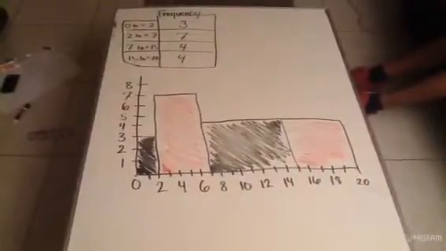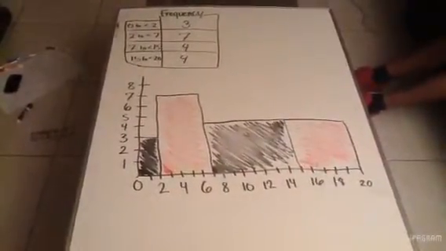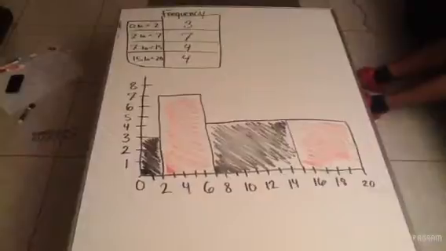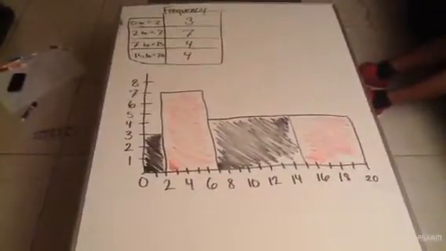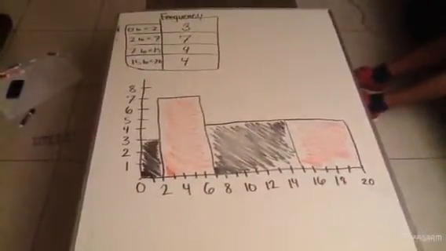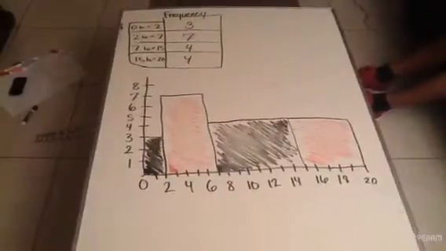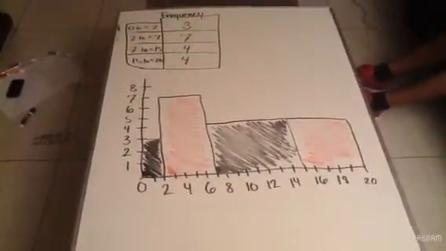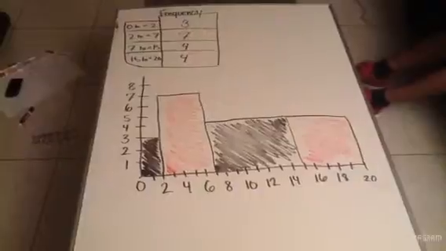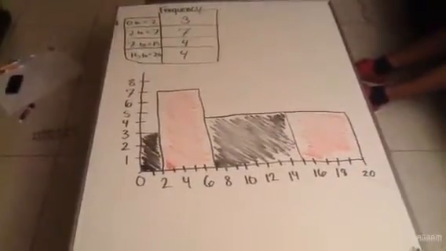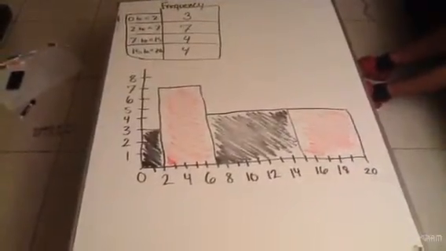You do not count the second term. So from 0 to 2, you don't count how many are in 2. From 2 to 7, you don't count how many terms are within 7. From 7 to 15, you don't count how many are within 15. From 15 to 20, you don't count how many are within 20.